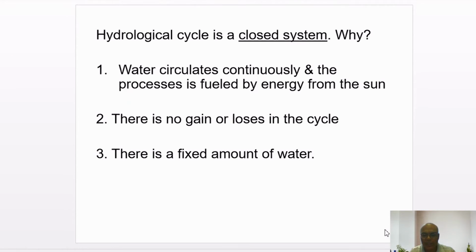I am going to explain in the next figure the mass balance of the water circulation in the hydrological cycle. In a closed system there is no gain or loss, and there is a fixed amount of water under circulation. Of course, this closed system and open system distinction is based on how we look at it. I am going to come back to this later.